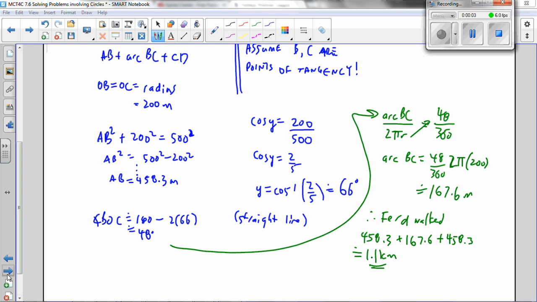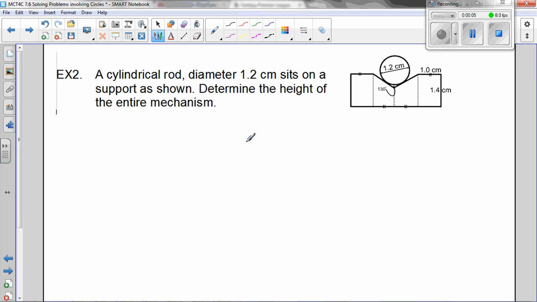Okay, part two, example two, last example of the course. And this is a pretty good one, so it's a nice place to finish. There's a few different concepts involved here.